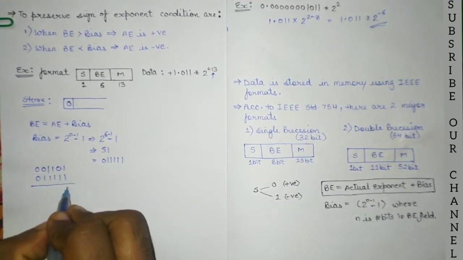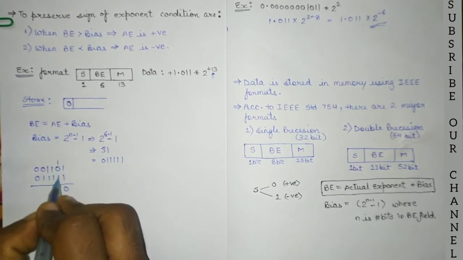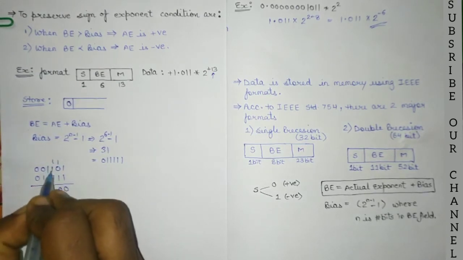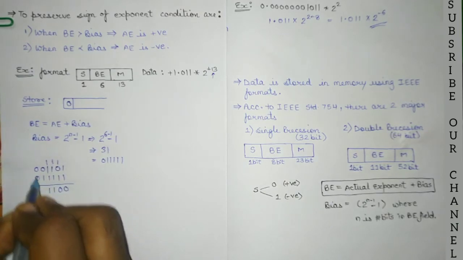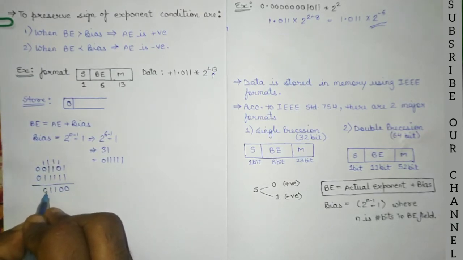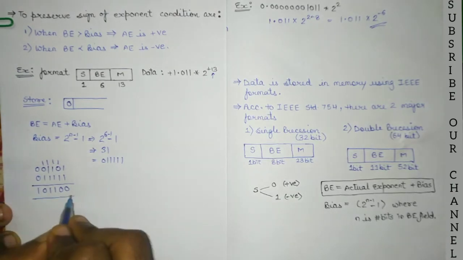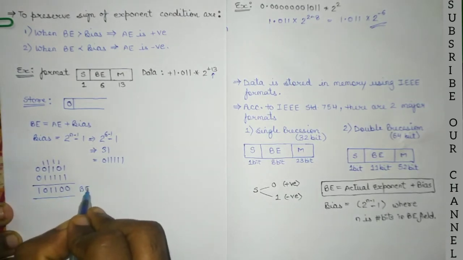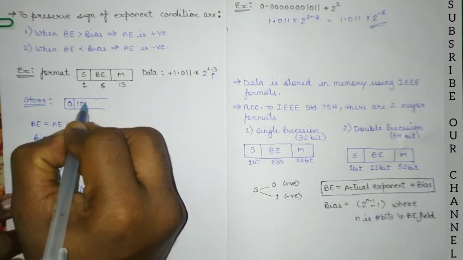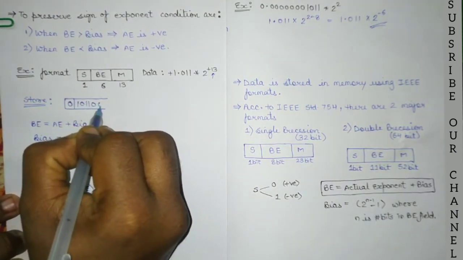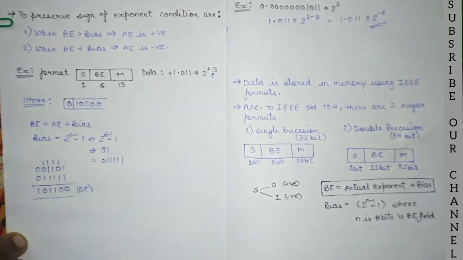This 1 and 1 will be 0 with 1 carry. 1 and 1 will be 0 with 1 carry. This 1 1 1 is 3, that means 1 is here, 1 is here. Again this is 3, 1 is here, 1 is here, 1 and 1 is 0, and this is 1. So this is our actual biased exponent. So this value will be stored over here, 1 0 1 1 0 0. So 6 bits are reserved for this.